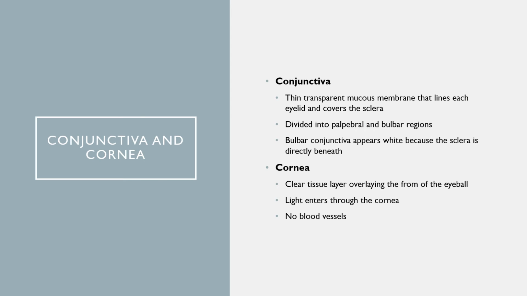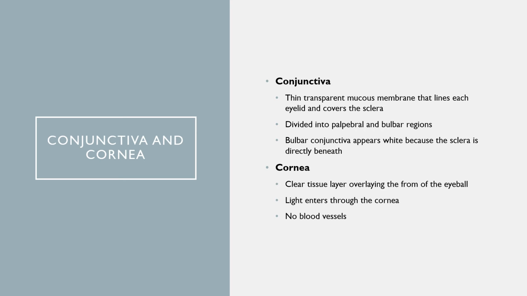Right, moving on to the conjunctiva and the cornea. The conjunctiva is a thin, transparent mucous membrane that lines each eyelid and covers the sclera. It's divided into palpebral and bulbar regions. The conjunctiva covers the entire globe to the scleral-corneal junction called the limbus. And the bulbar conjunctiva appears white because the sclera is directly beneath it.